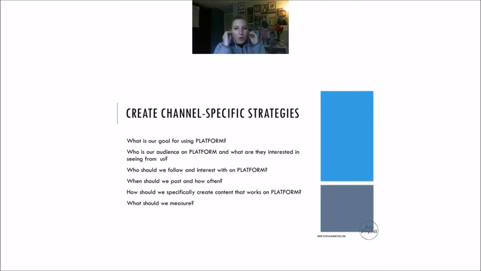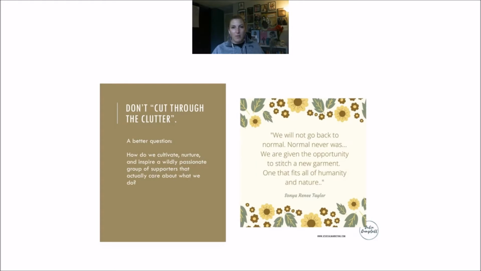It doesn't work. So when you're thinking of the platforms that make sense for you, your goals, and your audience, think about the goal for using this specific platform. Who's our audience on this platform? What are they interested in seeing from us? Who should we follow and interact with on the platform? When should we post and how often? On Twitter, you can get away with posting 5-10 times a day. You probably wouldn't do that on Instagram. How should we create content that works on this platform? And what should we measure? I always think less is more, and quality over quantity, when we're talking about social media.